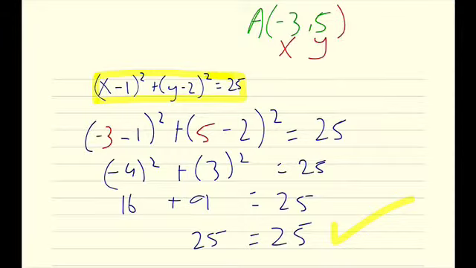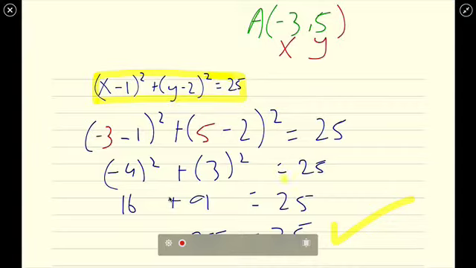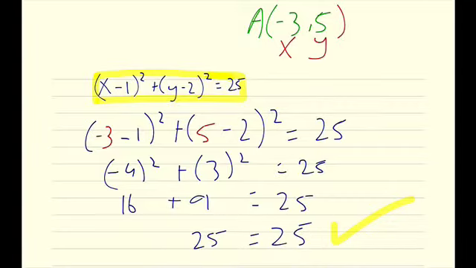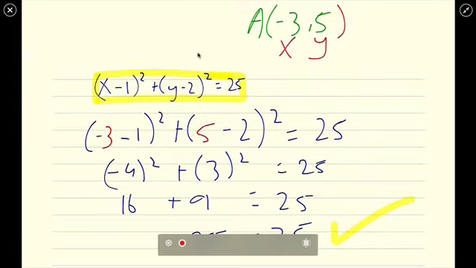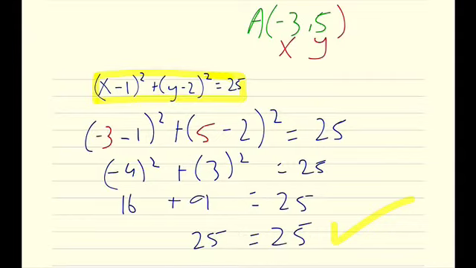Exactly. Do the exact same thing, except you'll end up with something like 2 is equal to something else. Do you have to change something at the top? No. If it said prove A is not on the circle, the numbers they give just won't work. Does that make sense?